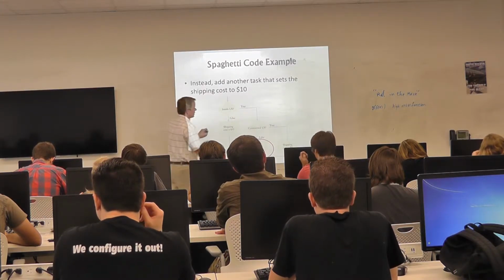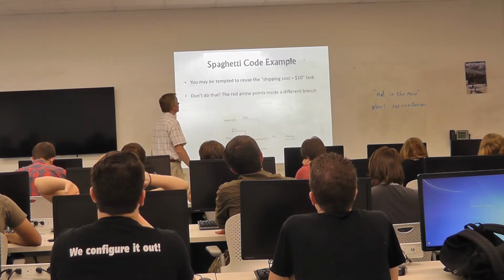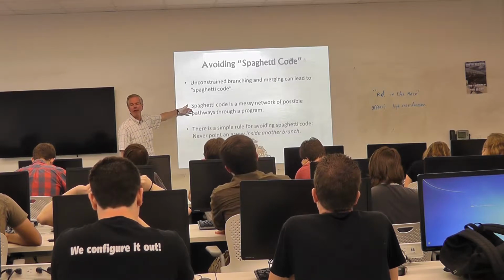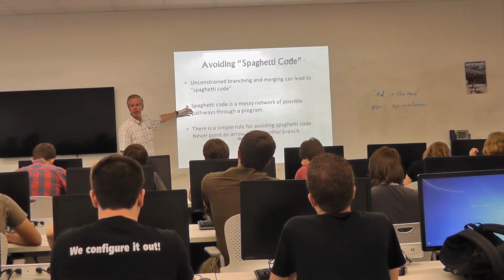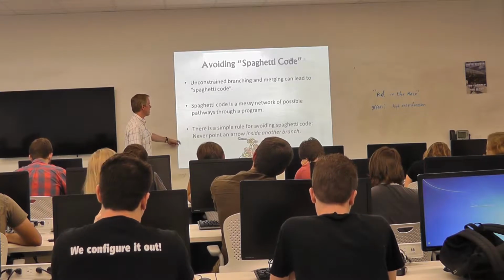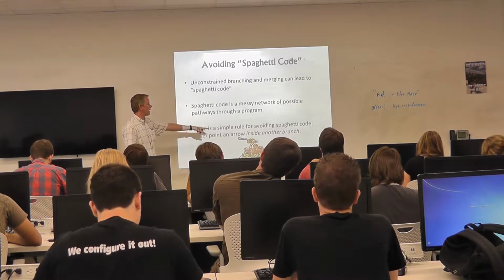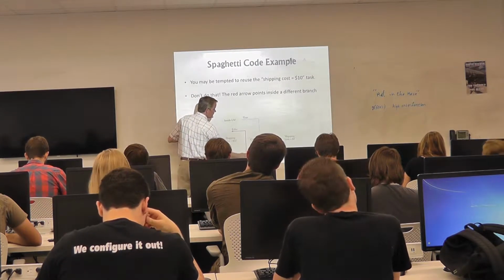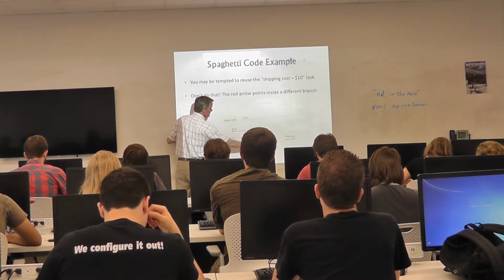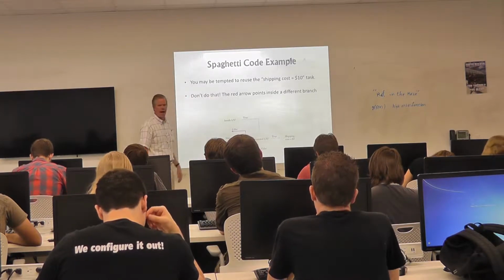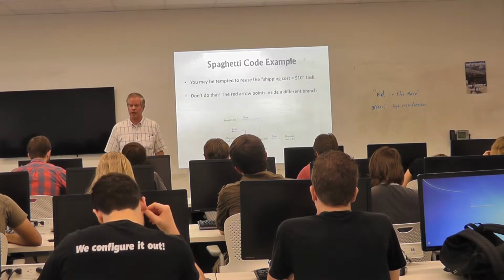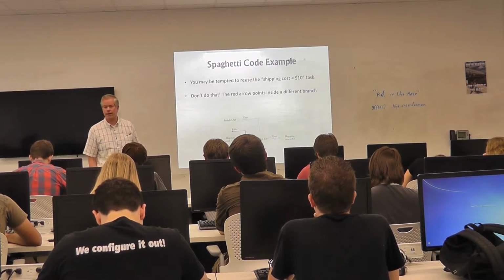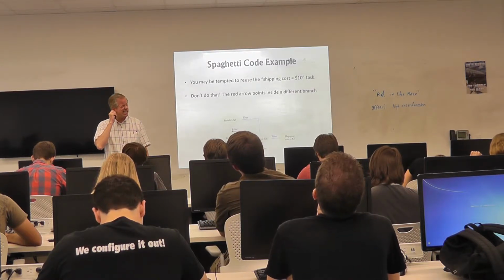What you want to do instead is go ahead and add another block that goes like this. What's the definition of spaghetti code? Spaghetti code is a messy network of possible pathways through a program. Okay? Basically, you're mucking up your logic. Never point an arrow inside of another branch. See this? This is what we call an arrow. See this? This is what we call a branch. See, we're pointing an arrow inside of a branch. Bad! Don't do that. That's spaghetti code. It's difficult to debug. It's difficult to maintain. It's a really, really bad idea. So what's a bad thing to do? Spaghetti code.